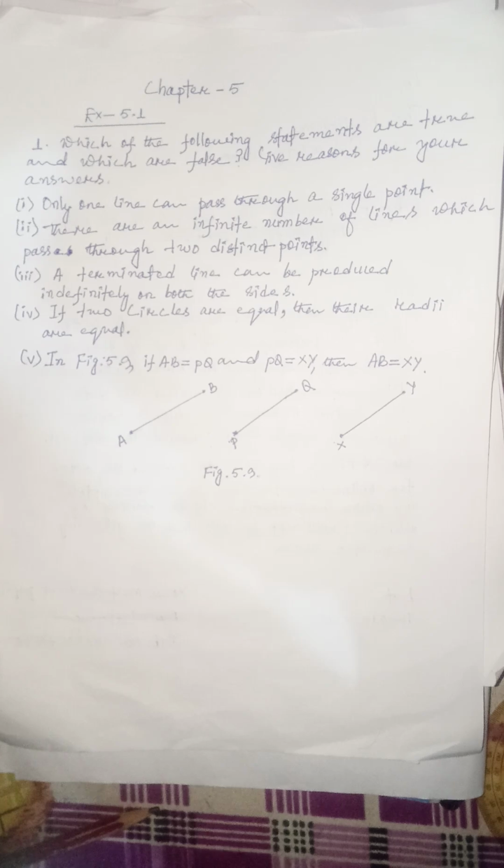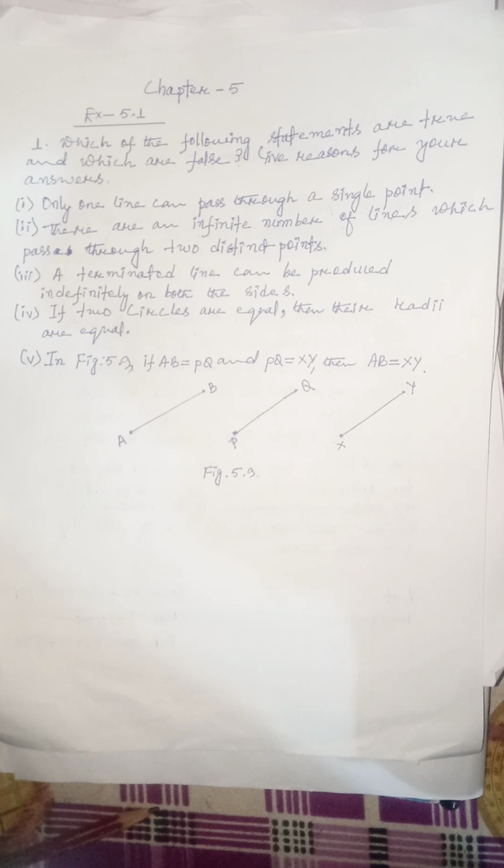Let us read. Which of the following statements are true and which are false? Give reason for your answer. In the first part, we have "only one line can pass through a single point", and we have to state why it is true. First of all we have to determine whether it is true or false, and after we determine that, we have to give some reason about why it is false or how it is true, right? Let us move to the next, which is Roman number 2.